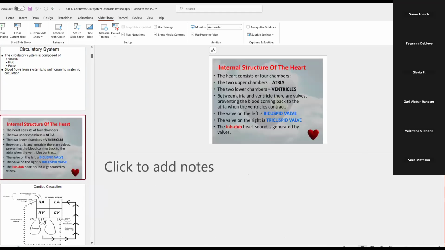You've got four chambers. The two upper chambers are the atria. The two lower are the ventricles. On the left side, you have the mitral valve. On the right side, you have the tricuspid valve. And the lub-dub sound is generated by the closing of those semilunar valves.